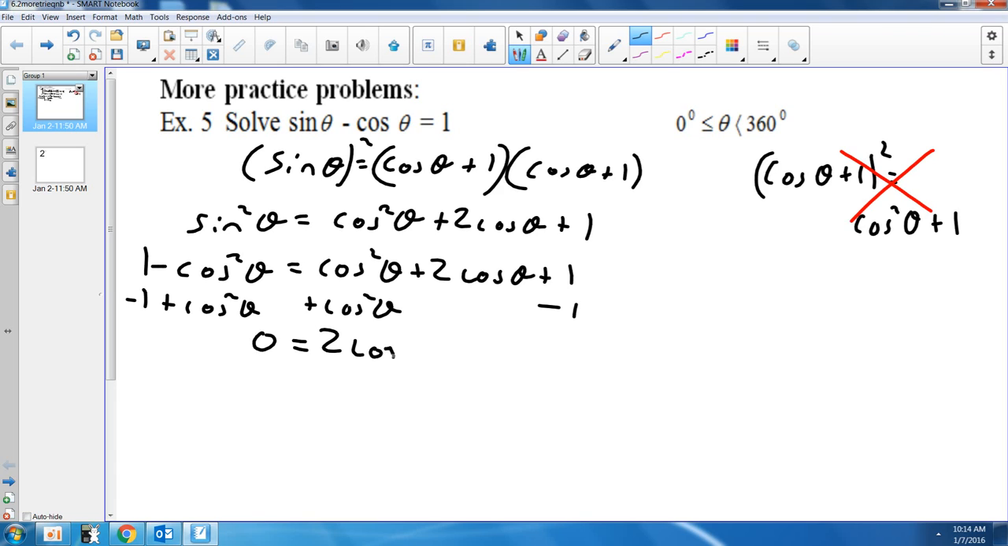Zero equals 2 cosine squared theta plus 2 cosine theta, plus 0, which would be just that. At this point, if you wanted to, you could factor out a 2 cosine theta, and set both of those equal to 0.